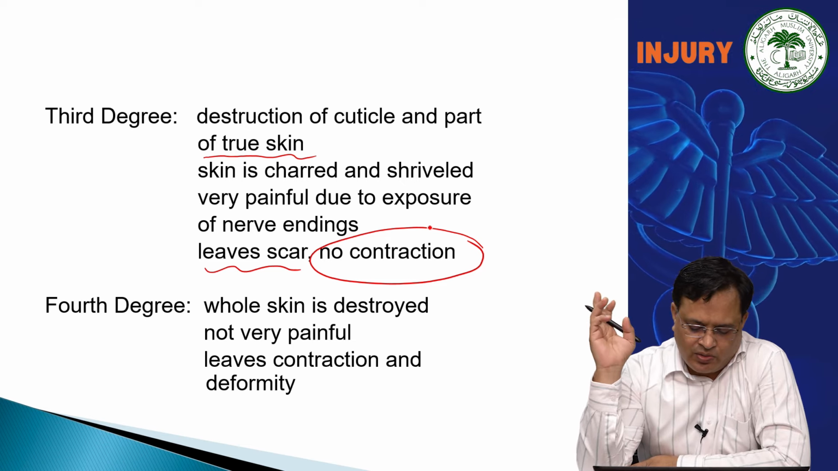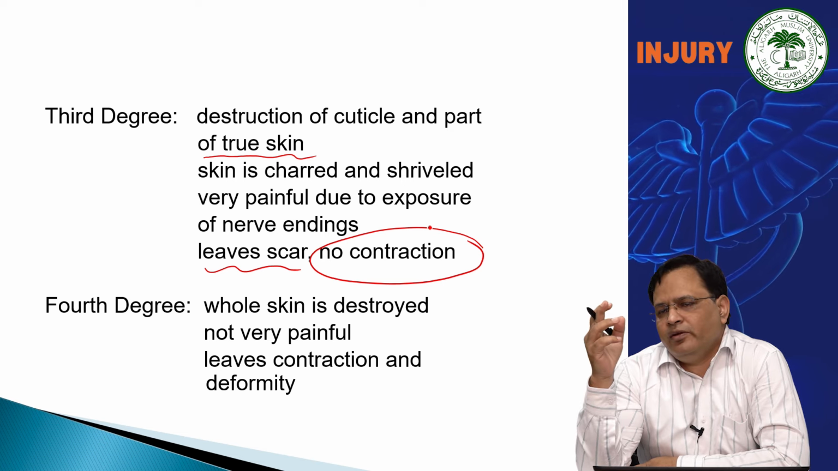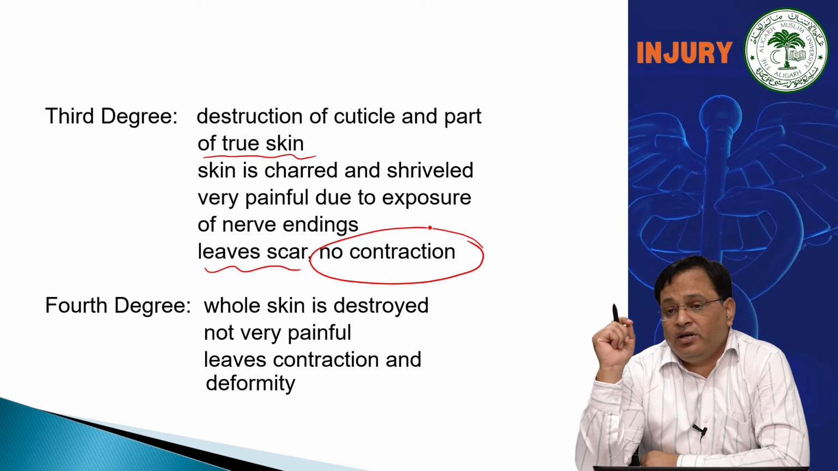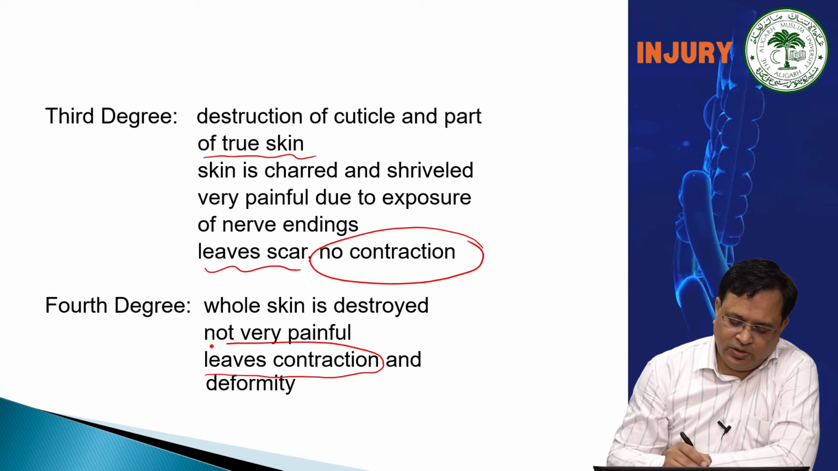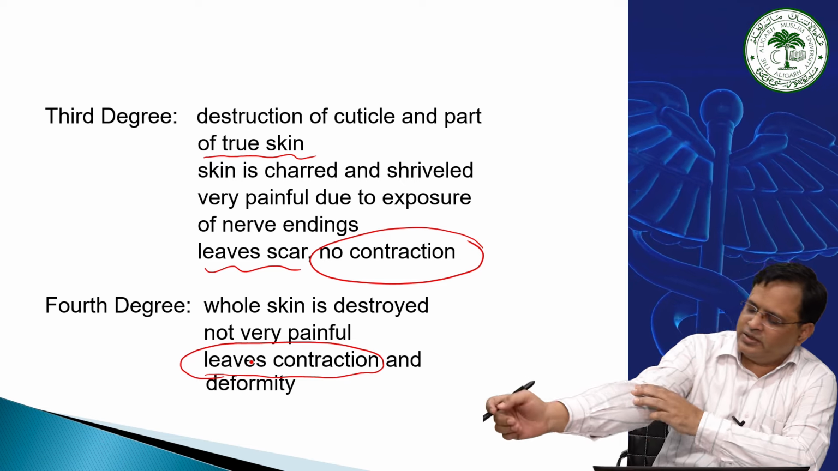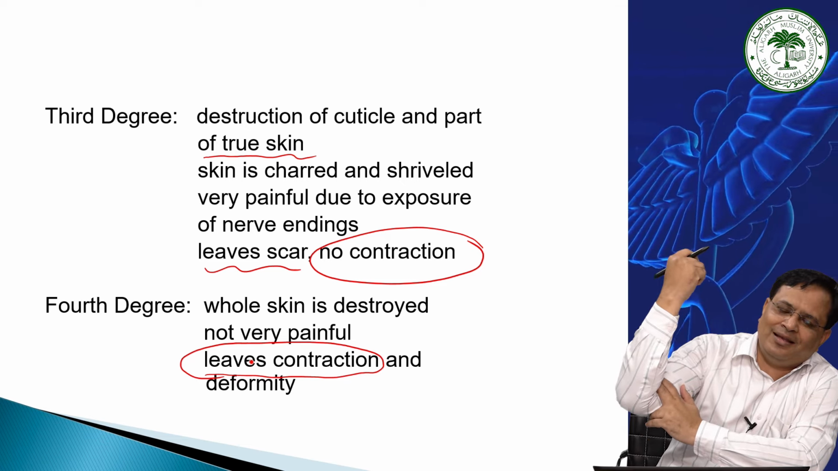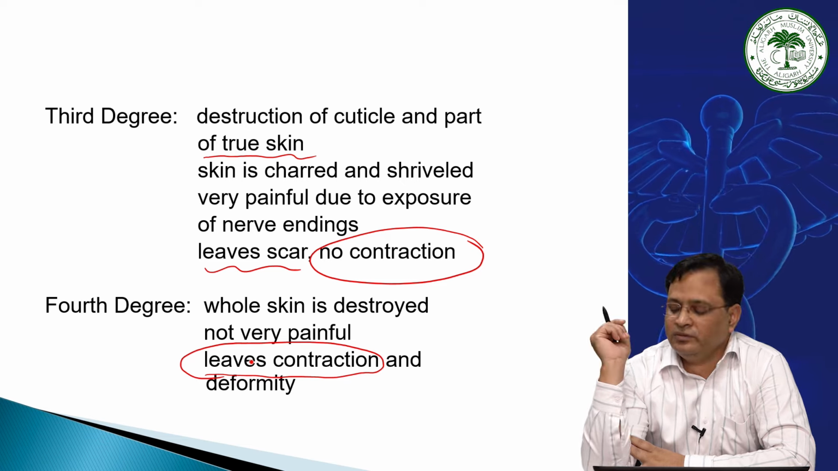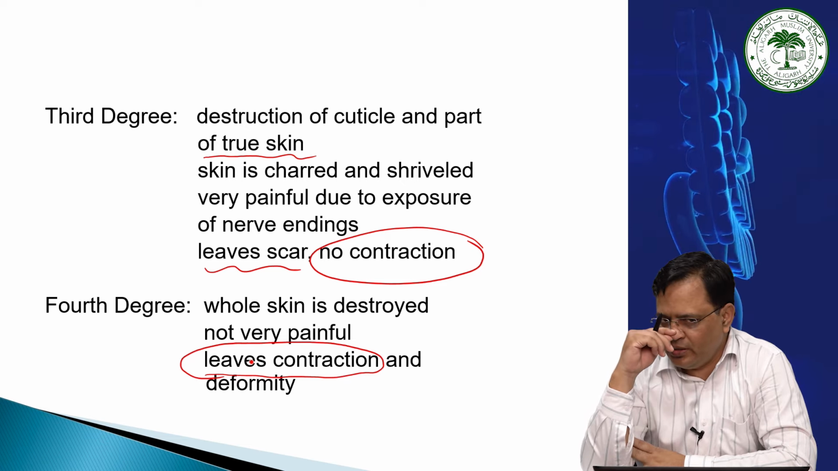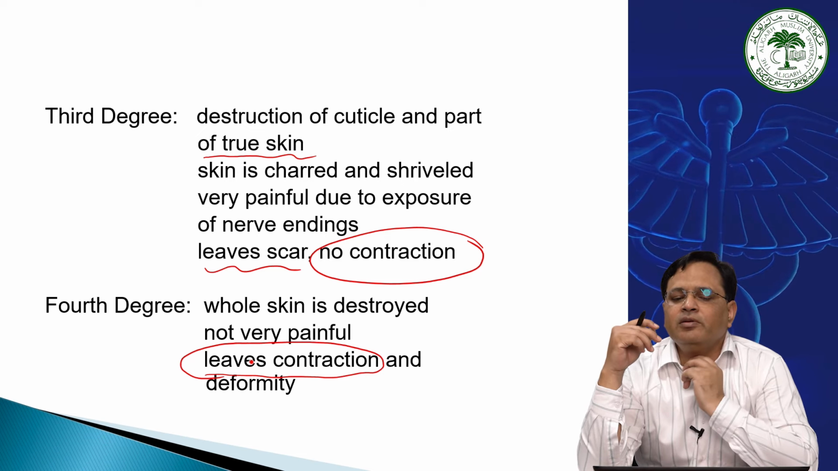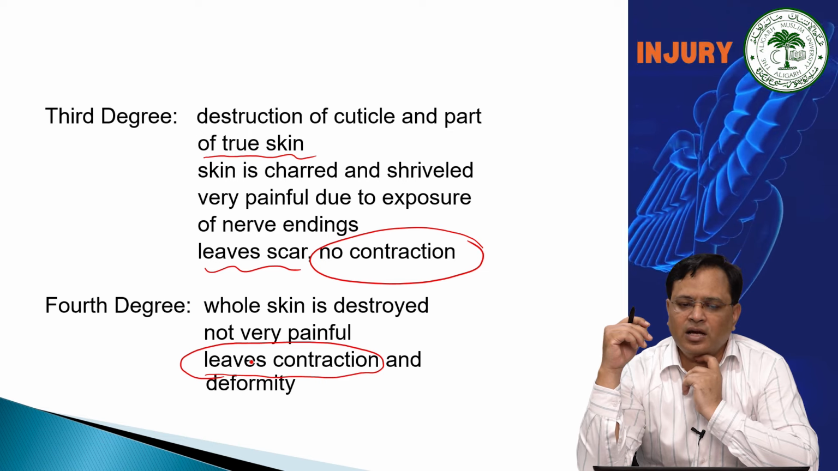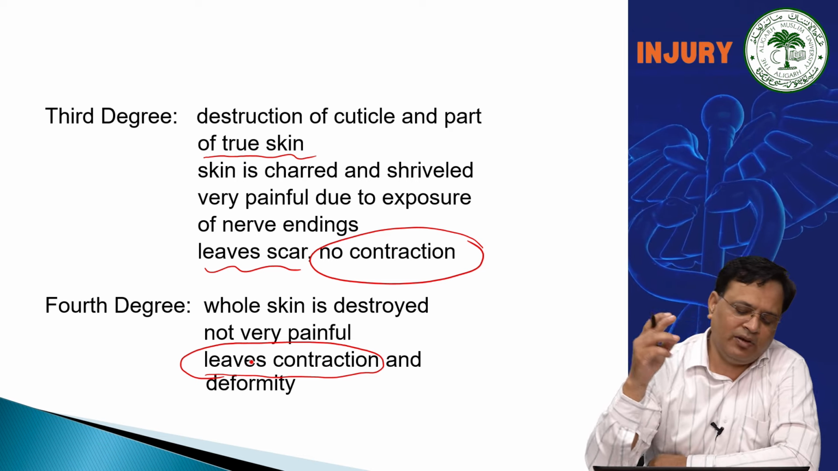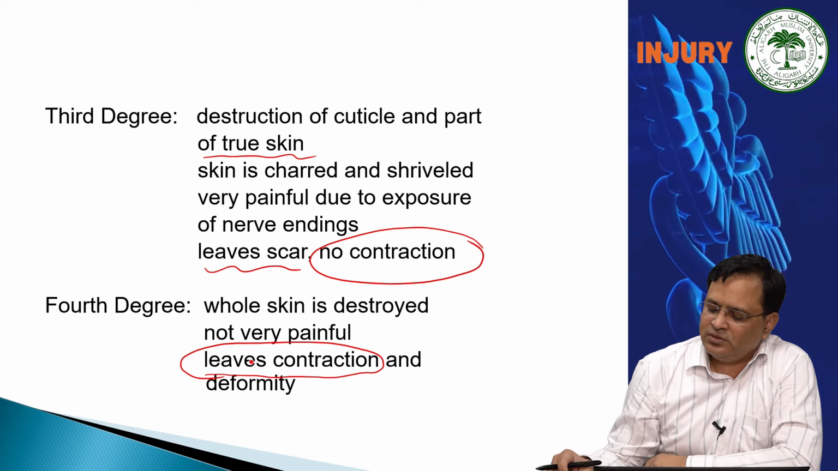Fourth degree: the whole skin is destroyed, and it is not very painful, because if the whole skin is destroyed, the nerve endings are also destroyed. So it is less painful. It leaves contraction and deformity. The main contraction bands are formed because of the fourth degree burn. Deformity means if a contraction develops at the elbow, then the elbow is fixed like that and will not move, because of the strong fibrous band that develops after healing of the burn. Post healing of a fourth degree burn is very debilitating, because sometimes if the neck is burned, then in healing the contraction band develops and fixes the neck like this, and the person is not able to lift the neck or the chin. The various angular movements are affected, which makes the person disabled.